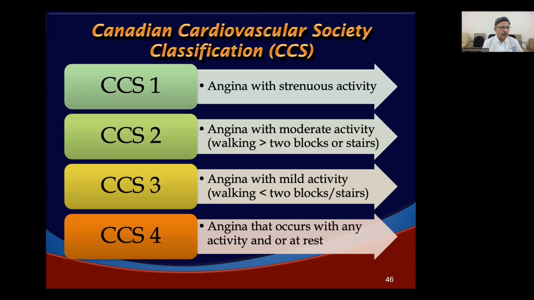Now, what are the angina classes? CCS class, Canadian Cardiovascular Society classification. Angina with strenuous activity only, that is class 1. Class 2, angina with moderate activity, walking about 2 blocks or 1 level of stairs. And 3 is angina with mild activity, walking less than 2 blocks or not able to climb a few stairs. And CCS 4, angina at rest and without much activity. So you have to first of all see whether the pain is CCS 1, 2, 3 or 4.